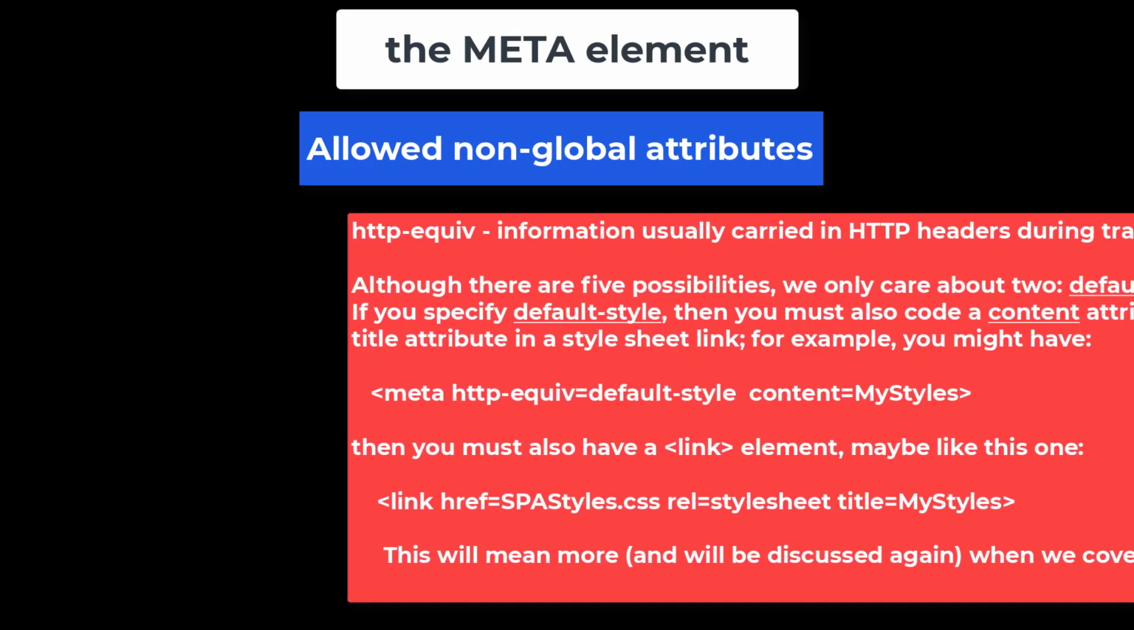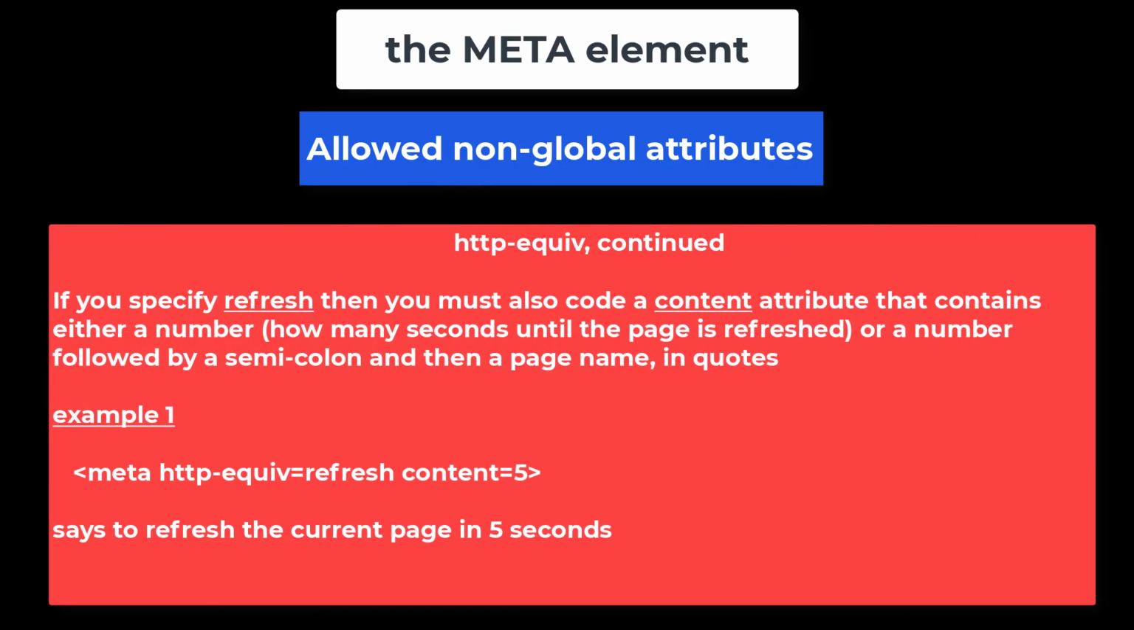If you specify refresh for HTTP equiv, then you must also code a content attribute that contains either a number indicating how many seconds until the page is refreshed, or a number followed by a semicolon and then a page name in quotes. Example, meta HTTP equiv equals refresh, content equals 5, says to refresh the current page in 5 seconds.